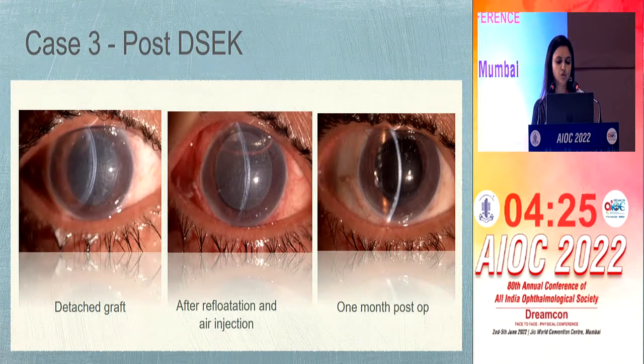And this is a post-DSAEK surgery. An ultra-thin DSAEK was done for this patient. You can see that there's a detached graft, and reflotation was done with air injection. And 1 month post-op, you can see that the Descemet's is attached very well.